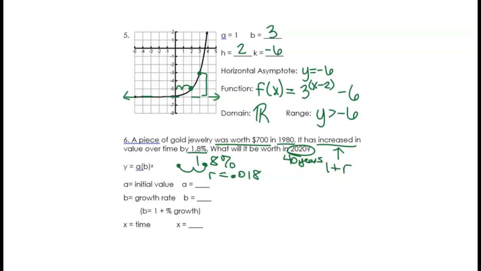40 years. 2020 minus 1980 is 40 years. So what's the initial value of this piece of gold jewelry? 700. What's the growth rate? 1.018. Good, because you added, so 1 plus 0.018. And then the x is the time, so what's the amount of time here? Nice try. 40. So when you take all your pieces, you put them together because I do need to find the worth in 2020. So we have f of x.